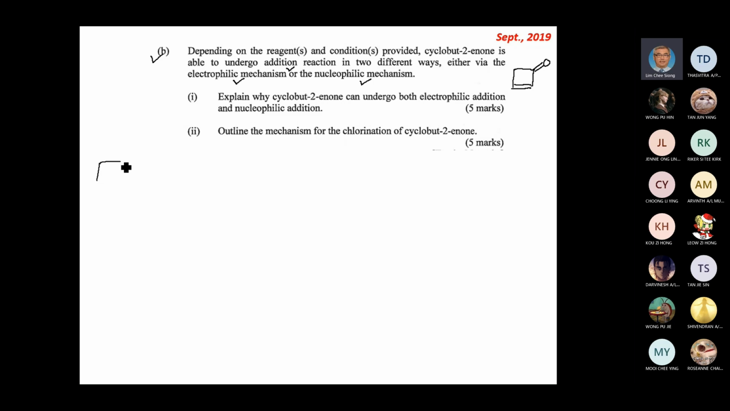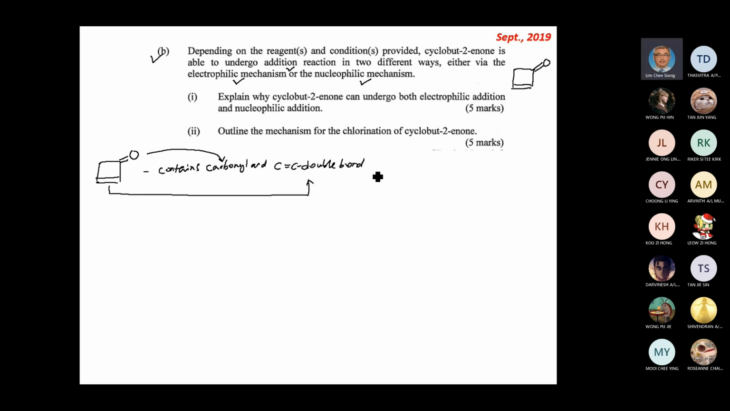Now we do a check. Okay, so actually this compound contains what? Contains carbonyl and CC double bond. Yes, here. Carbonyl. CC double bond over here. This one mark.